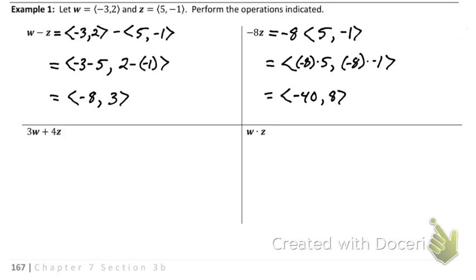All right, that bottom left-hand one says 3w plus 4z. The first thing you need to figure out is what 3 times w is and what 4 times z is. All right, so 3 times w. W is negative 3, 2. So let's just do that first. We can do that as side work. 3w is going to equal 3 times a negative 3, which is negative 9, comma, 3 times 2, which is 6.